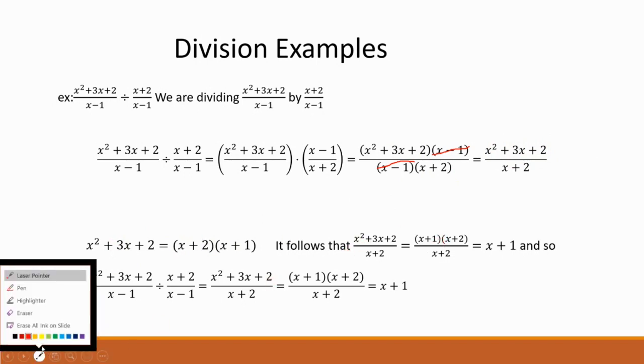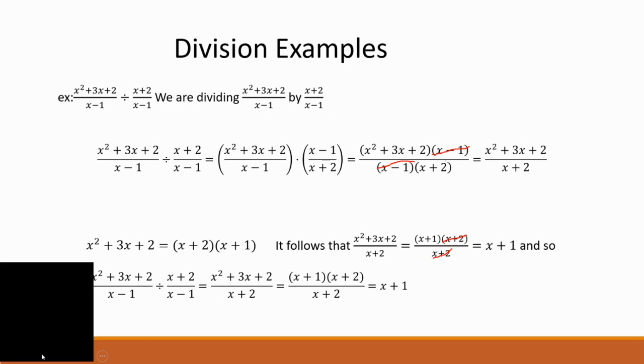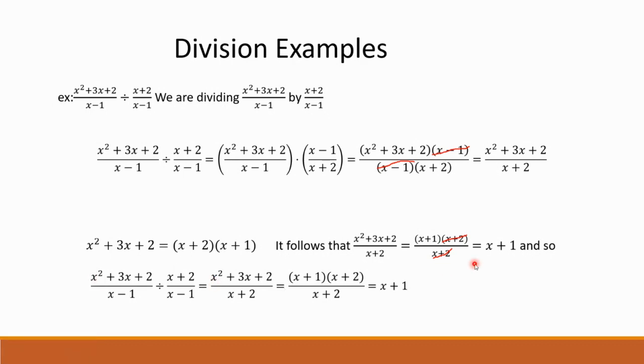And again, we can actually simplify. You could see that the x plus 2s cancel, and we get this. So all together, what we get then is this. From here, we get all the way down here. Are there any questions on that?